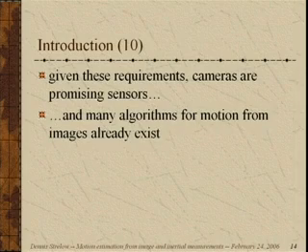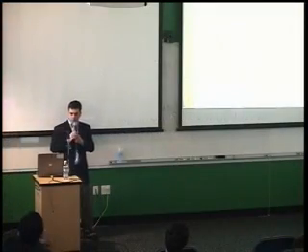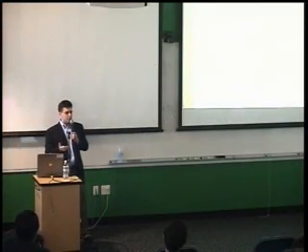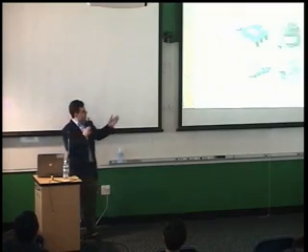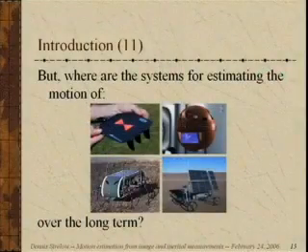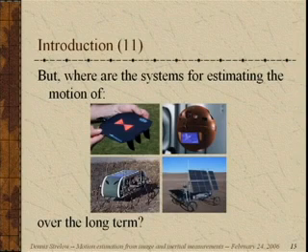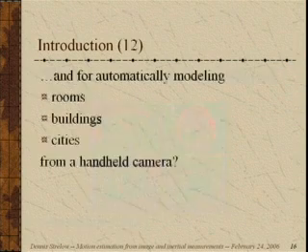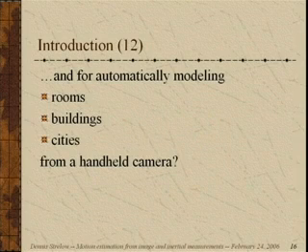All right, so given all these requirements, cameras are promising sensors. And a lot of algorithms for estimating the motion of the camera already exist. But at the same time, where are the easily run or consumer type systems for estimating the motion for all of these applications, and for doing things that people want to do, like automatically modeling rooms, buildings, or cities from a handheld camera?